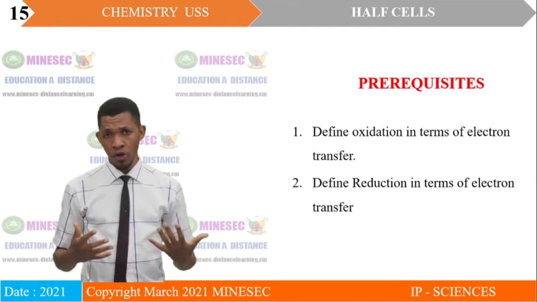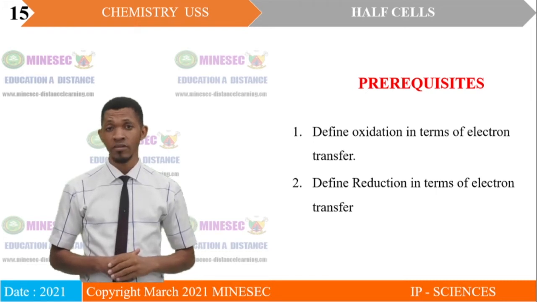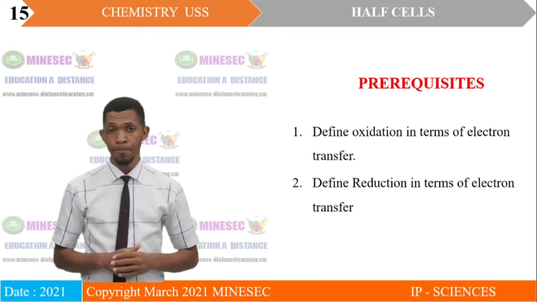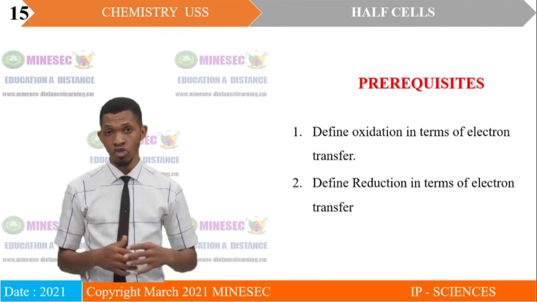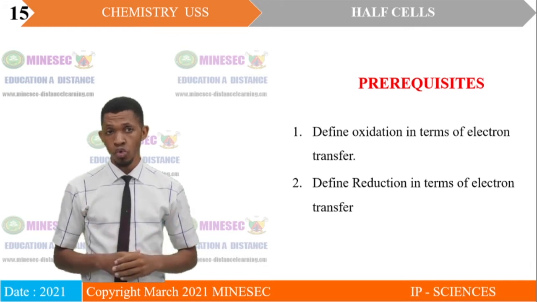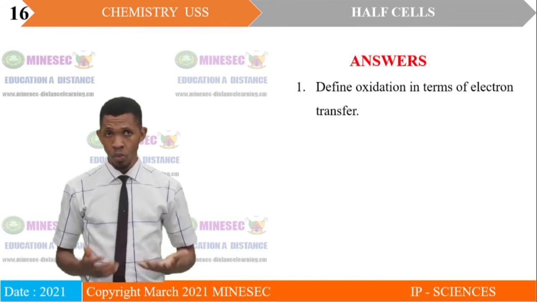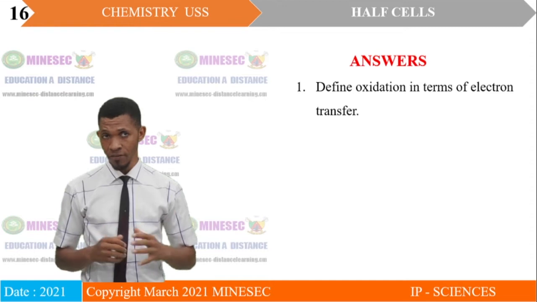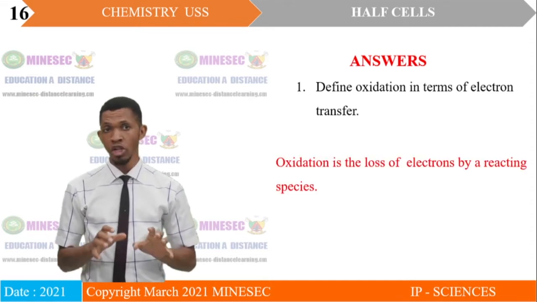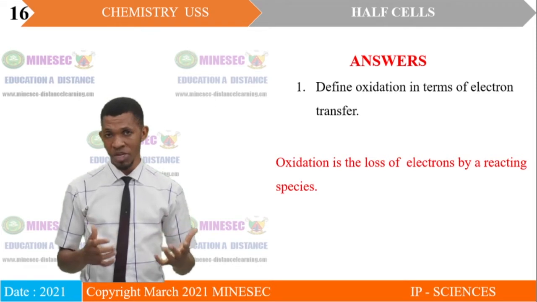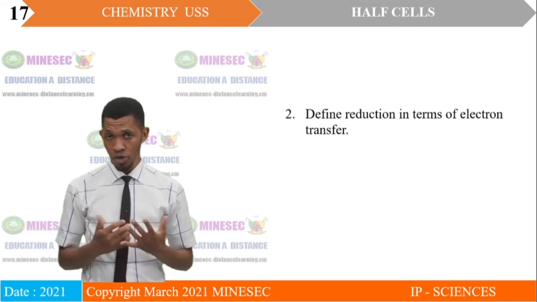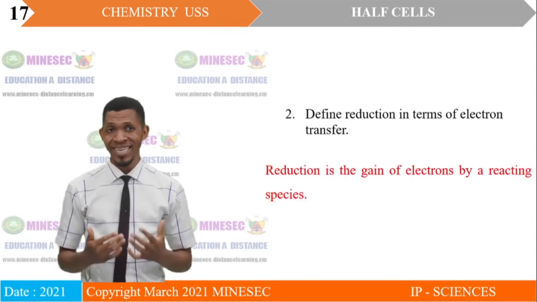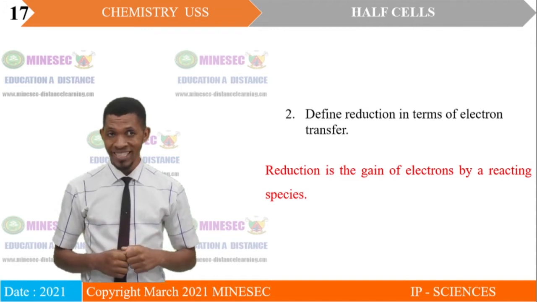To test your previous knowledge that will be useful in this lesson, answer these questions. Question 1. Define oxidation in terms of electron transfer. Question 2. Define reduction in terms of electron transfer. Question 1. In terms of electron transfer, oxidation is the loss of electrons by a reacting species. Question 2. In terms of electron transfer, reduction is the gain of electrons by a reacting species.